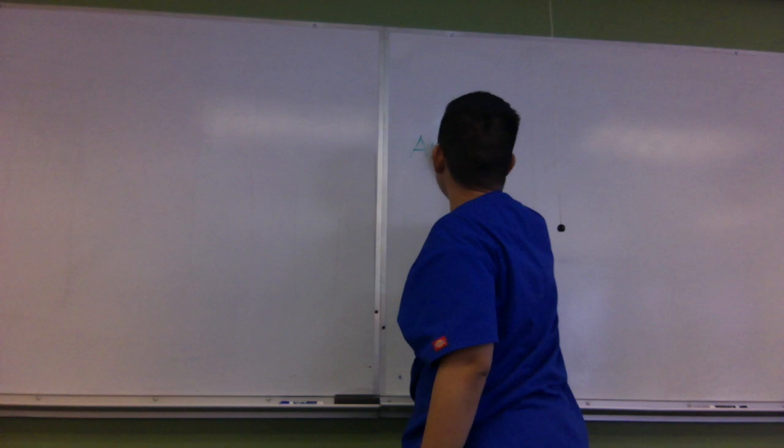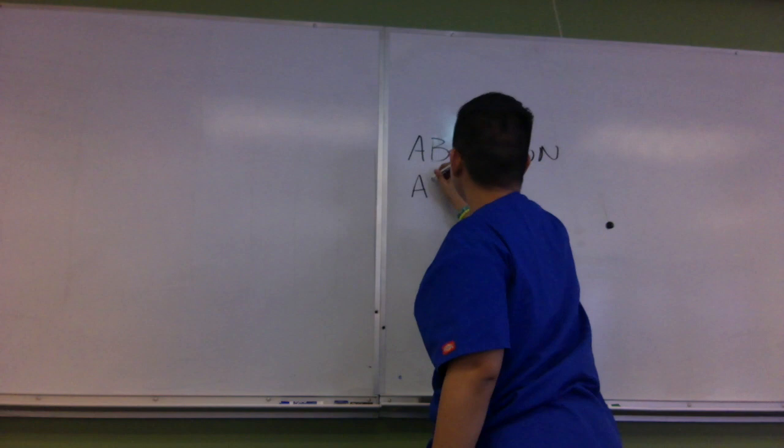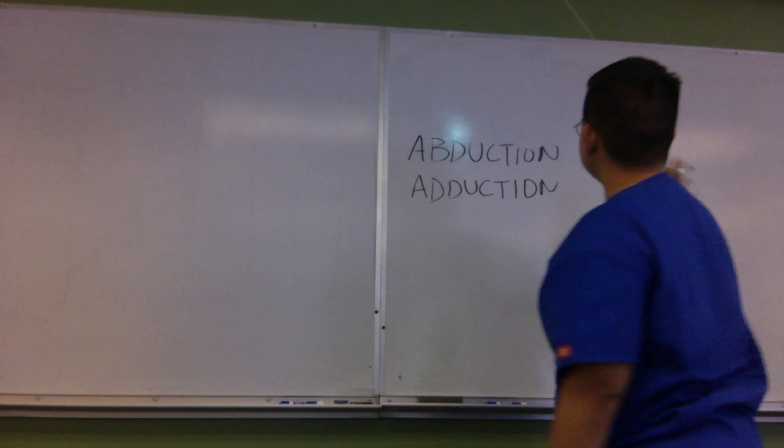So let me put this down first. Abduction is when the extremities move away. And adduction, you move towards. Let me show you an interesting mnemonic that I have. I'm not sure if you're going to see the board. Can you see the board? Okay, perfect. If you were to write those two terms in capital letters, let me write this down. So here's one way to remember.